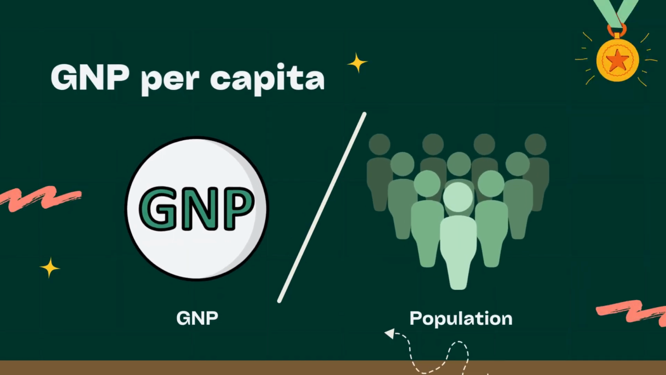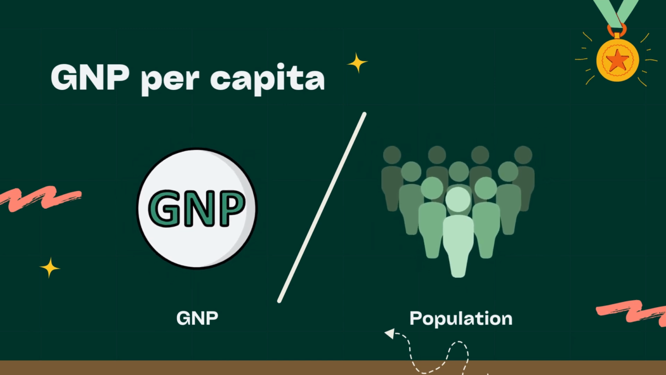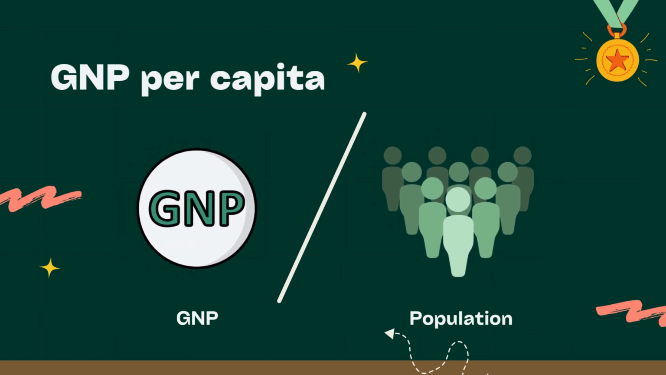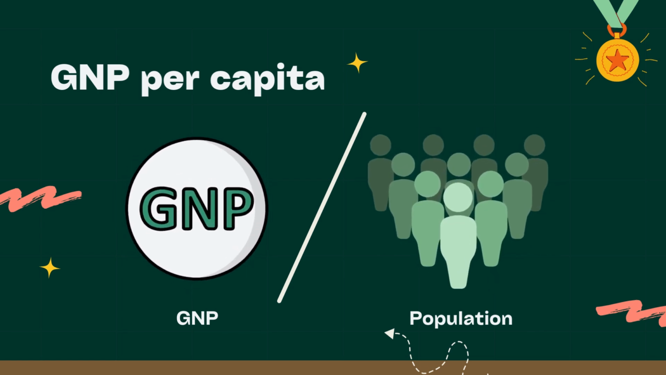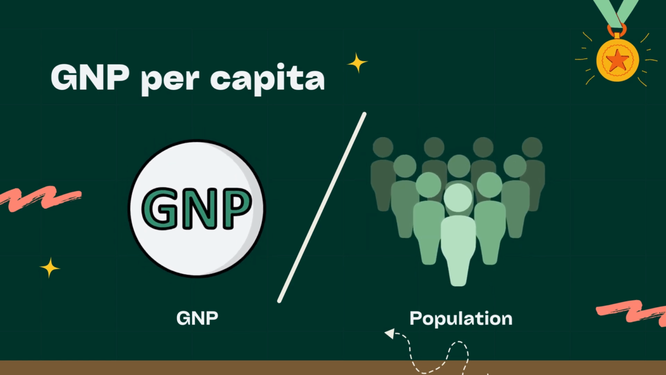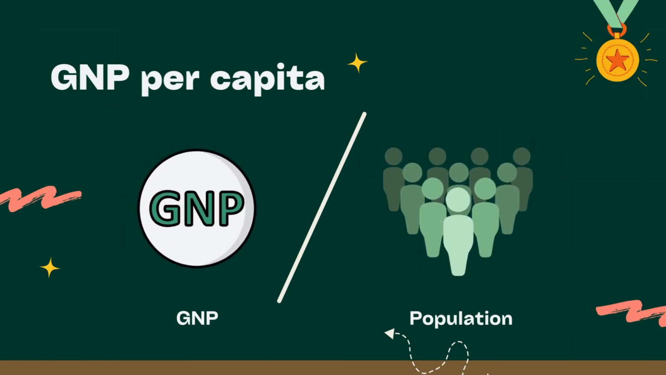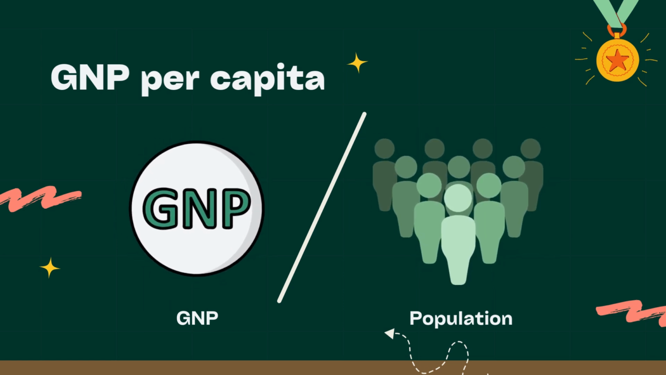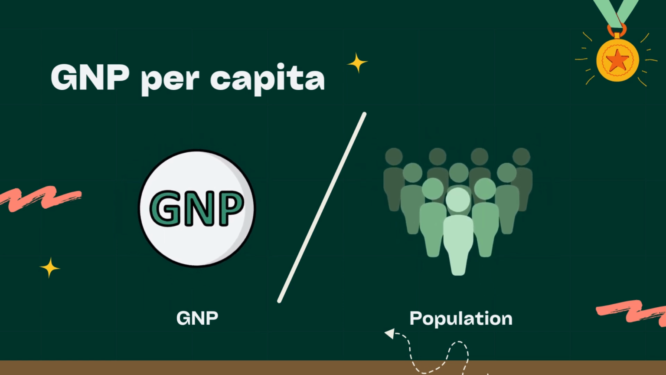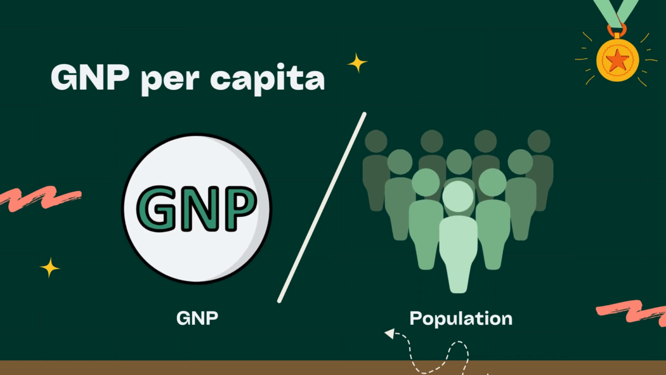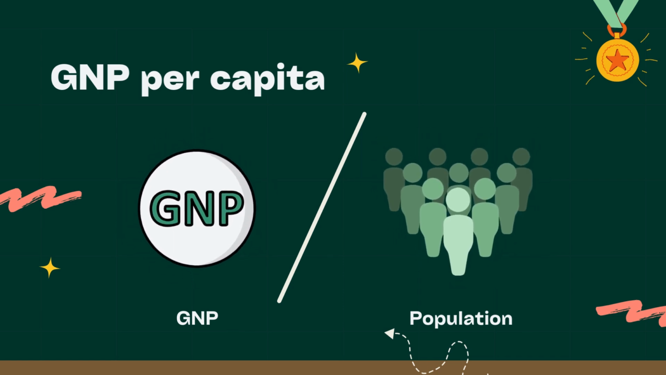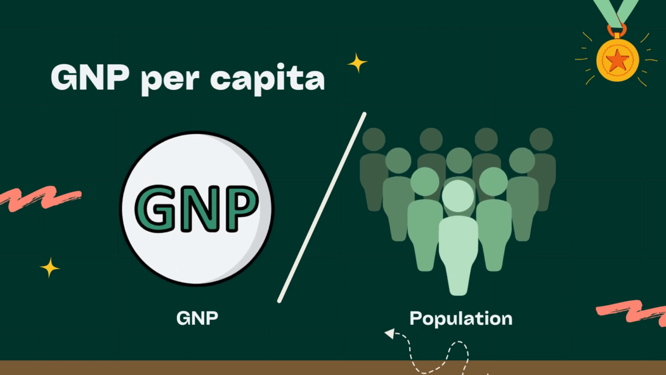Moving on, let's talk about GNP per capita. GNP per capita represents the annual value of all goods and services produced by a nation. But it doesn't stop at national borders. It includes income from investments made by the nation's citizens and businesses abroad. When we divide this value by the total population, we get an average income per person. Essentially, GNP per capita helps us understand the country's economic productivity on a personal level.